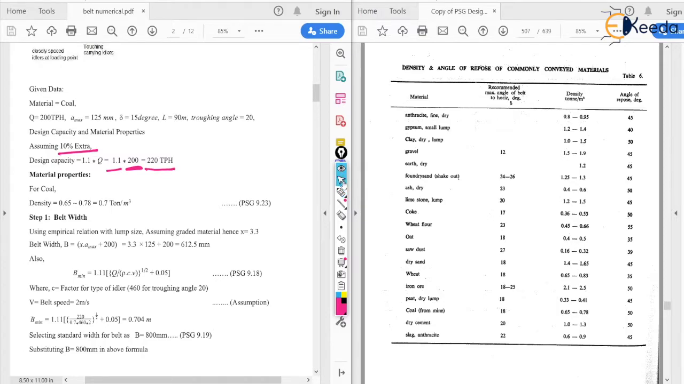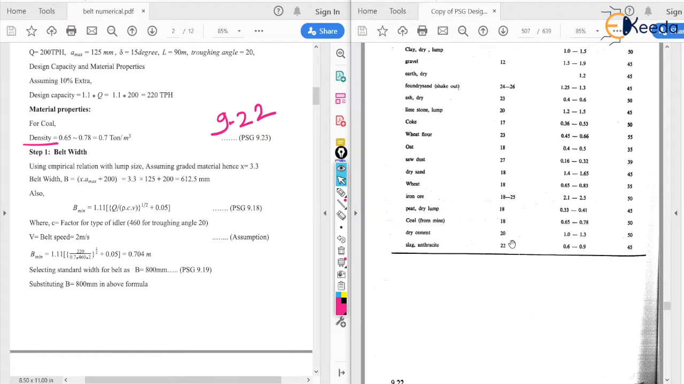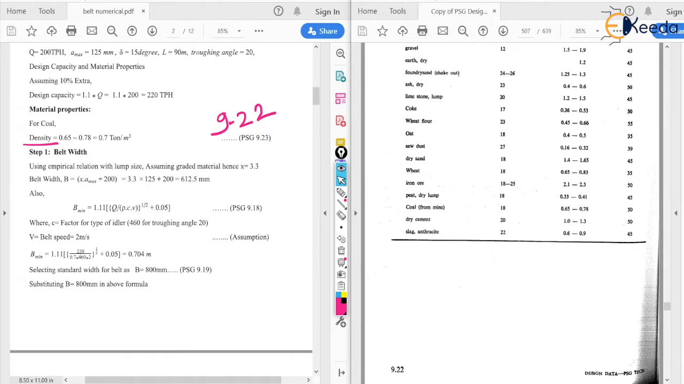Now we know we are going to use coal, as mentioned in the numerical. So for that we first have to calculate the density. For that density you need to go to PSG 9.28, sorry, 9.22. So this is a correction. We have to go to PSG 9.22 for density. So let's move to PSG 9.22. So this is PSG 9.22.